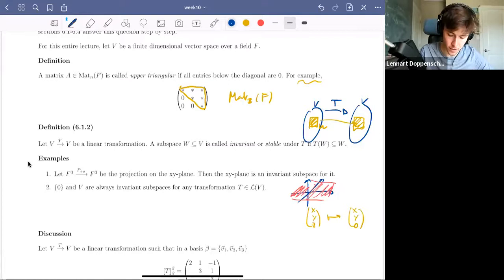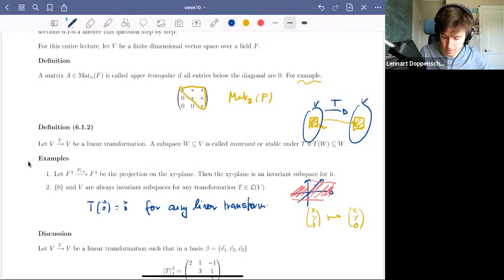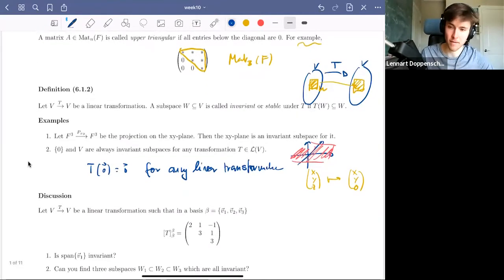Likewise, if you have the 0 subspace, because T of 0 is 0 for any linear transformation, this means that the subspace which just contains the 0 will also be mapped to itself. And of course, if you have the entire space as a subspace, then T of V by definition will be in V, and so this is also invariant.